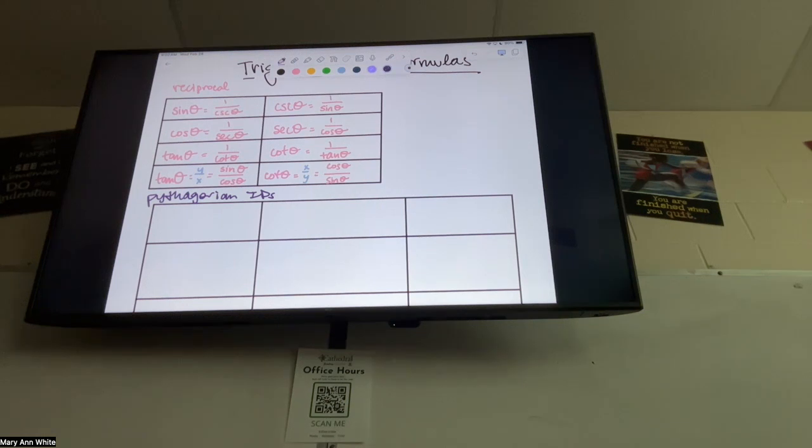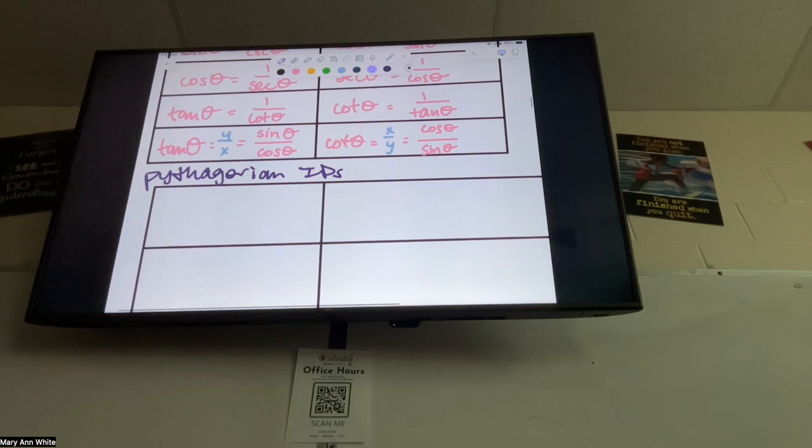The first Pythagorean identity that everything else is going to come from is going to be this. This I do want you to write. Sine squared x plus cosine squared x equals 1. Now you could have written theta or x, it doesn't matter. Let me just write that a little bit bigger. Sine squared x plus cos squared x equals 1. You can use theta, you can use x, you can use alpha, I don't care what you use, but those are just the variables.